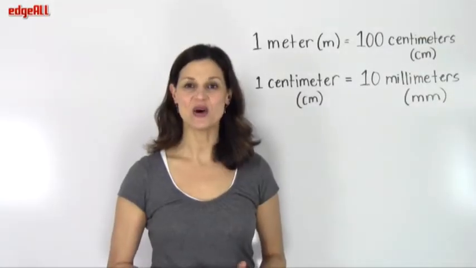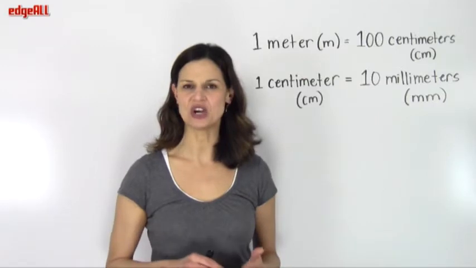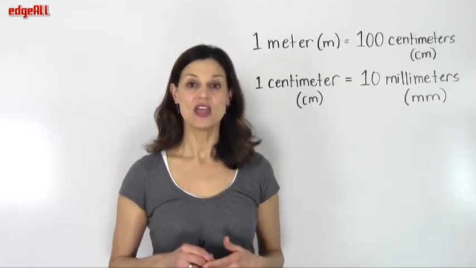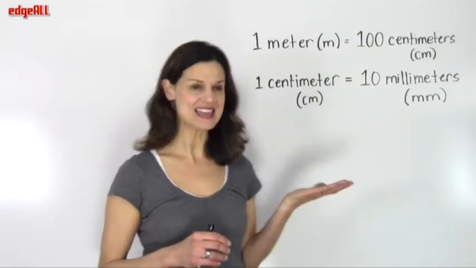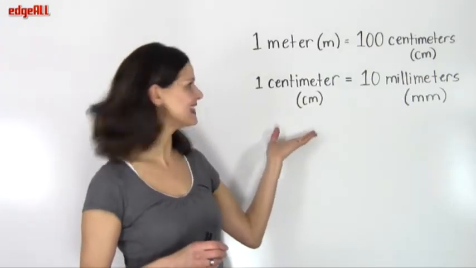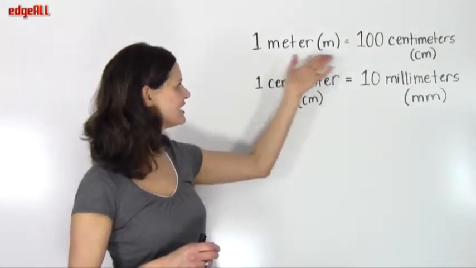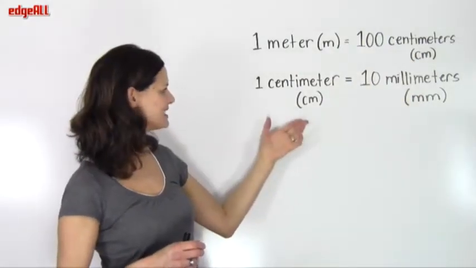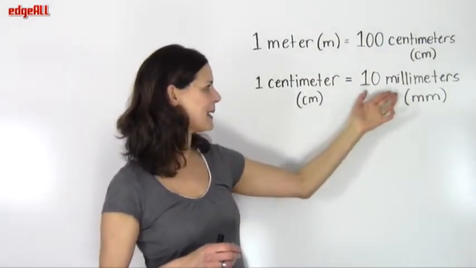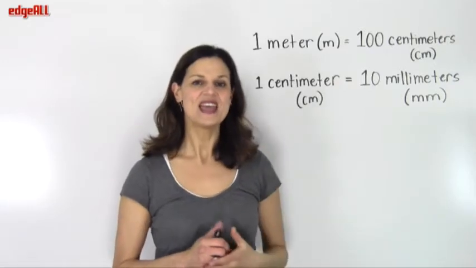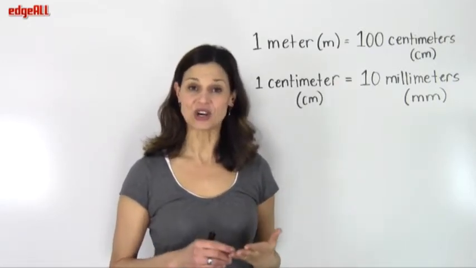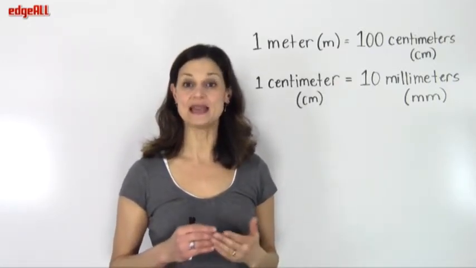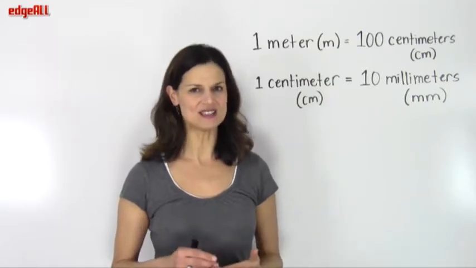In this video, you will learn how to convert units of length. You have already learned about these basic units of length. 1 meter is equal to 100 centimeters. 1 centimeter is equal to 10 millimeters. You can see that meter is the biggest unit and millimeter is the smallest unit.